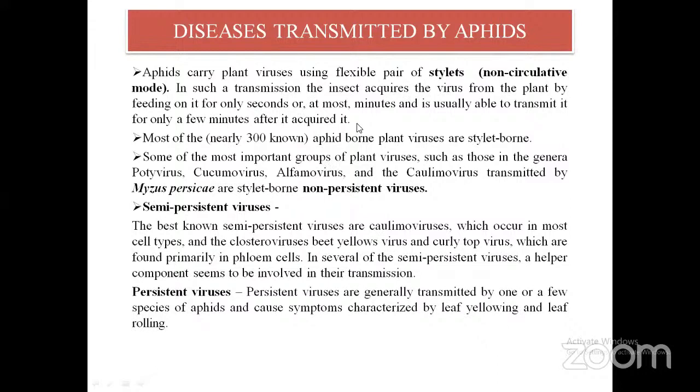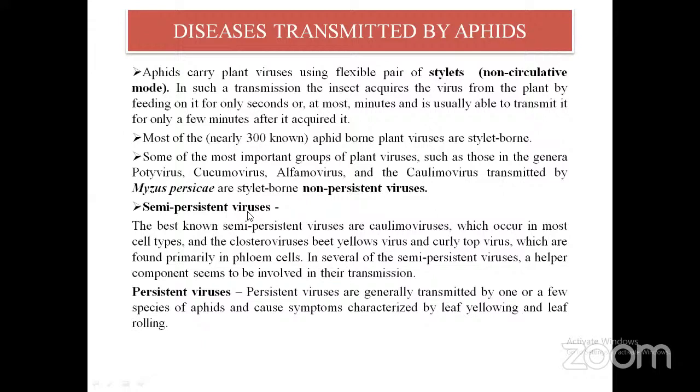Nearly 300 known species of aphid-borne plant viruses are stylet-borne. So we can simply say that most of the aphid-borne viruses are stylet-borne. Some of the most important groups of plant viruses, such as in the genera Potyvirus, Cucumovirus, Alfamovirus, and Fabavirus, transmitted by Myzus persicae, are stylet-borne non-persistent viruses.